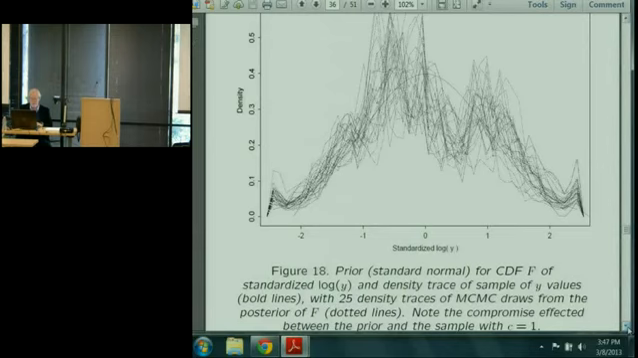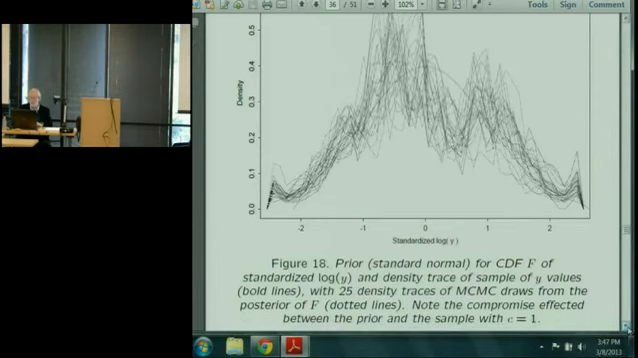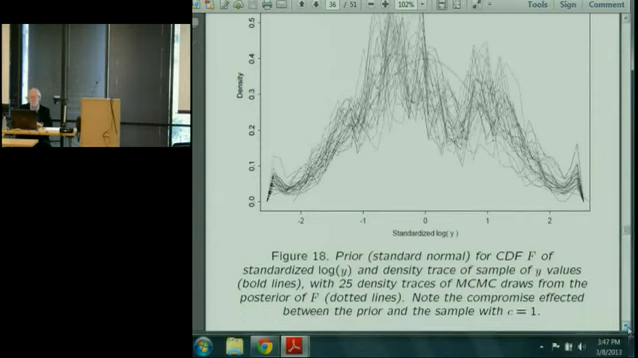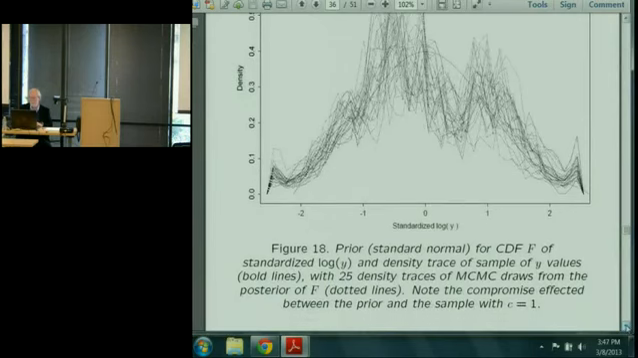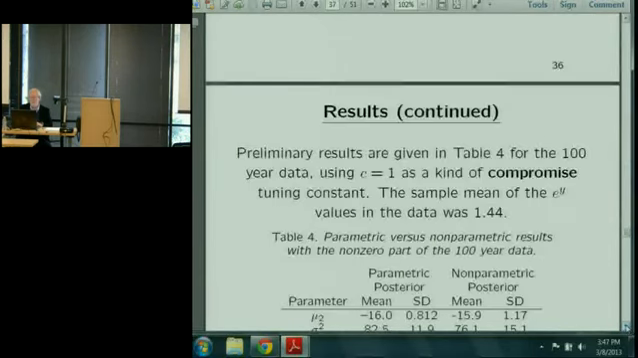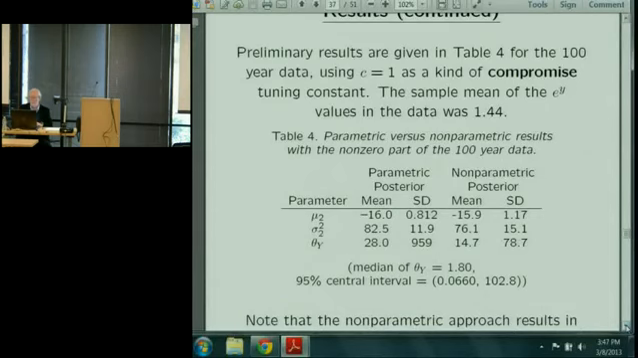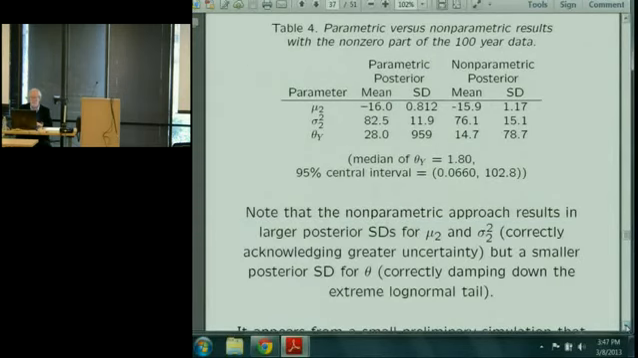draws from the posterior. And so what's happening here is you can see the same kind of compromise happening between the prior and the sample, having chosen a value like c equals 1. But again, you can see amazing lack of smoothness in what we're finding from fitting the data when we don't know what the underlying story is. And so there's some preliminary results here which show that the Bayesian nonparametric approach works pretty well.